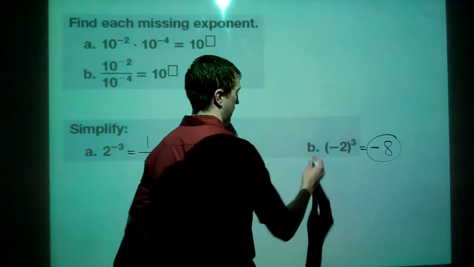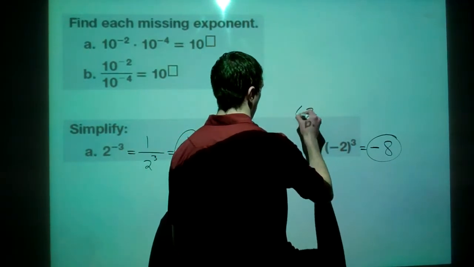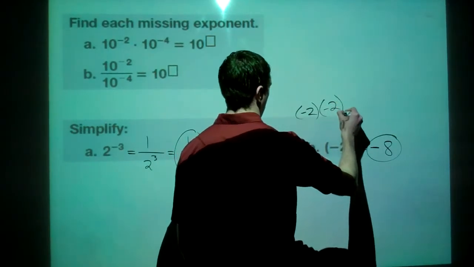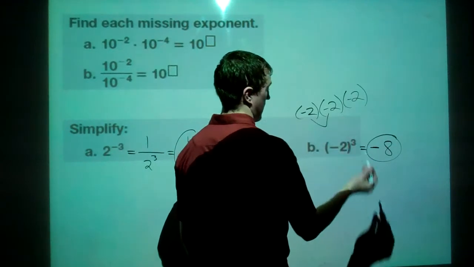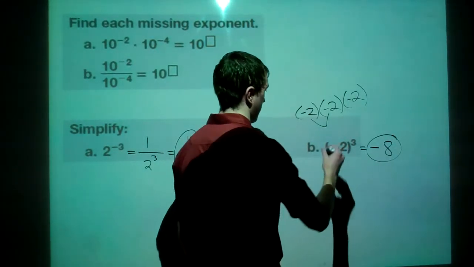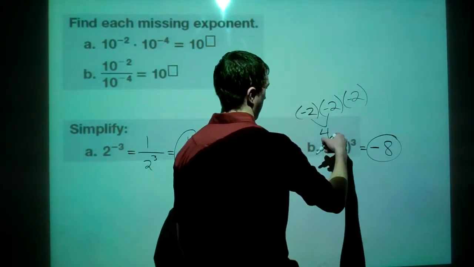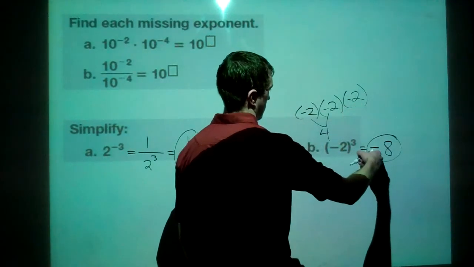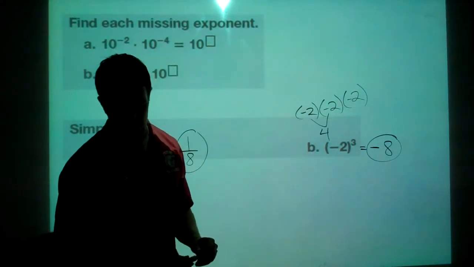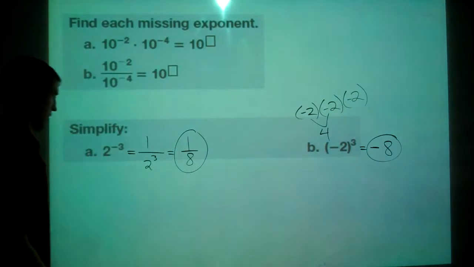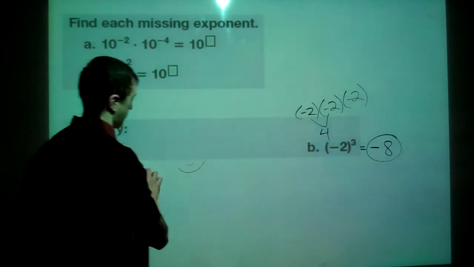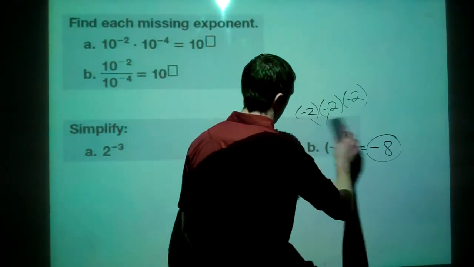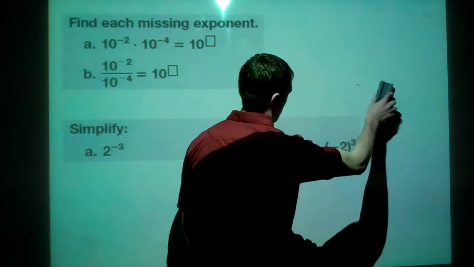If you don't see that, this actually means negative 2 times negative 2 times negative 2. And negative 2 times negative 2, 2 negatives multiplied gives us a positive, and then 4 times a negative 2 gives us negative 8. So that's another way we could have done it. Just to show you that a negative exponent doesn't mean you're going to get a negative number, but in this situation we do get a negative number. They're just showing you how they're different.